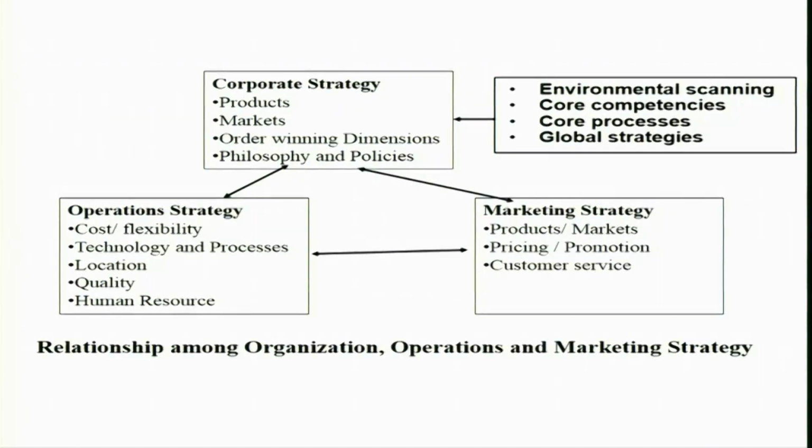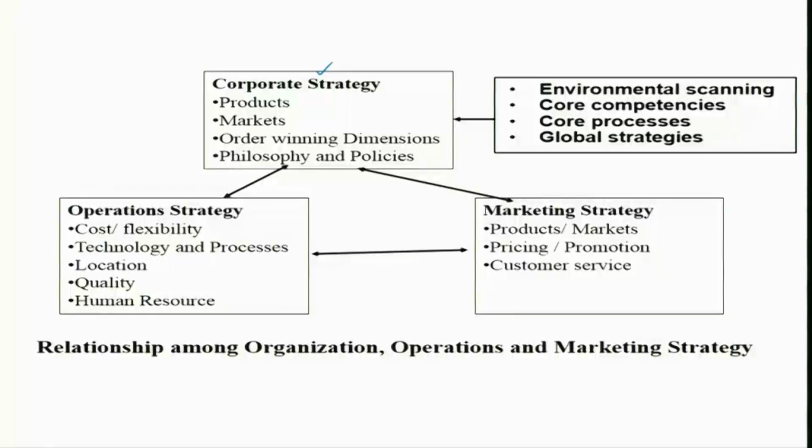So, further elaborating on that, how to consider the decisions at stage 1, I have to see what is my corporate strategy, what type of products and markets I am going to enter into, and what is going to be my order winning dimension, whether I am competing on cost or on quality or on delivery performance. Just as I said, 19 minutes of delivery, within 20-minute delivery, that is my order winning dimension. Or another important thing, the philosophy and policies of my organization.